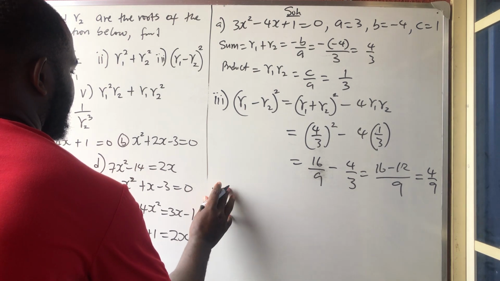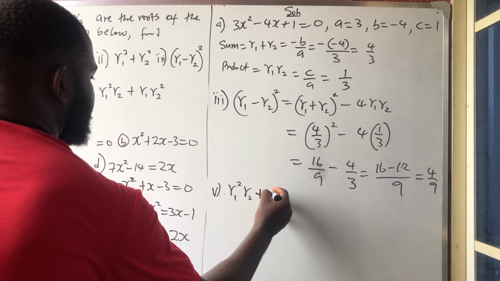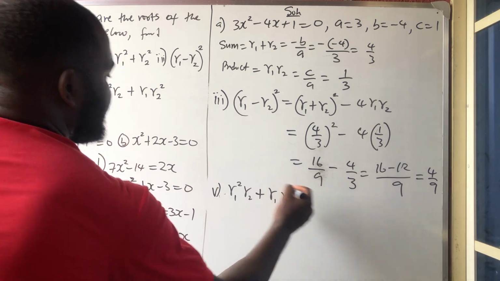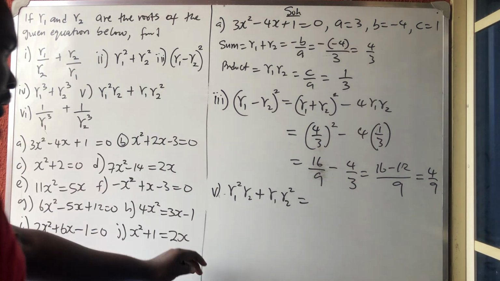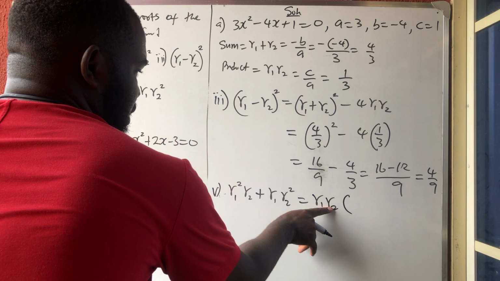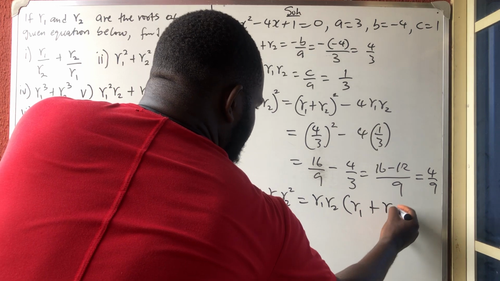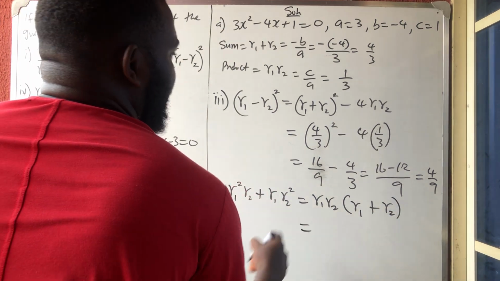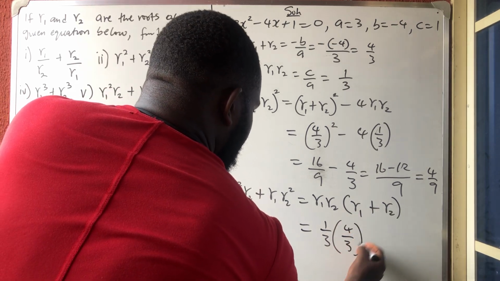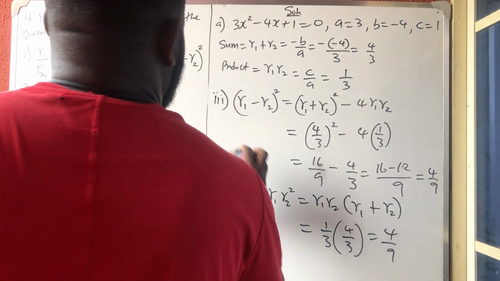V said alpha squared beta plus alpha beta squared. Okay, so now if you look at this, they have alpha and beta in common. So if I bring out R1 and R2, which they have in common, when these two divide, this is remaining R1 here, plus when these two divide this one is remaining R2 here. So this is the formula. So R1 R2 is 1 over 3 in bracket of R1 plus R2 is 4 over 3. So the answer is now 4 over 9. As simple as that.